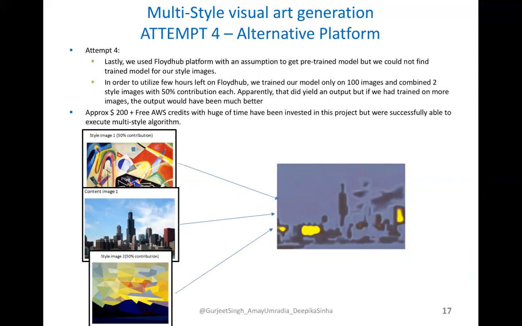We tried to find a free alternative platform to AWS, which was Floyd Hub. It actually has a pre-trained model, but it didn't have one for our style images. So we trained on 100 images and combined both style images with 50% weight. But since we had trained on only 100 images, the output could be seen as just the Chicago contour lines and a little bit of style transfer texture.